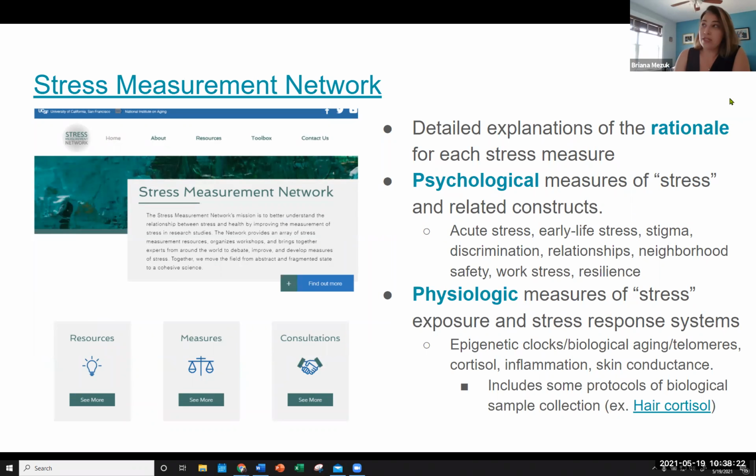Another resource is the Stress Measurement Network. This is an NIH-funded group out of UCSF. What's nice about the Stress Measurement Network is that the measure resources they include have far more detail than I would kind of want. It's almost like there's a mini review of every single measure on their website that you would consider using. And they have psychological measures of stress, whether this is everything from acute stress to early life stress to work stress or resilience.